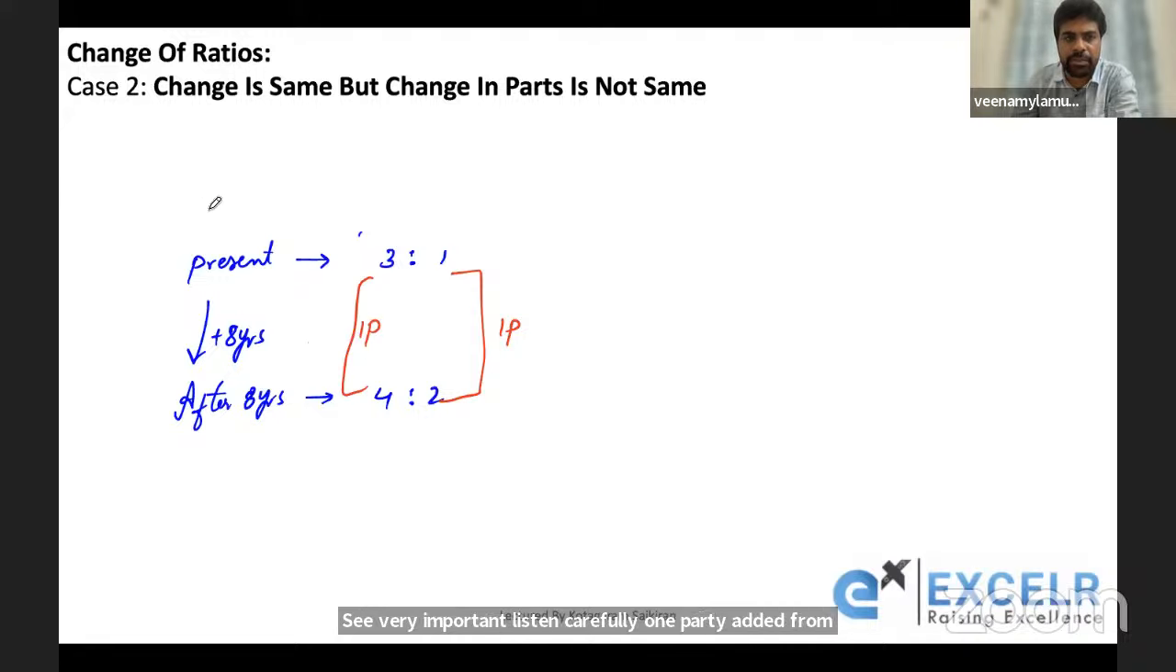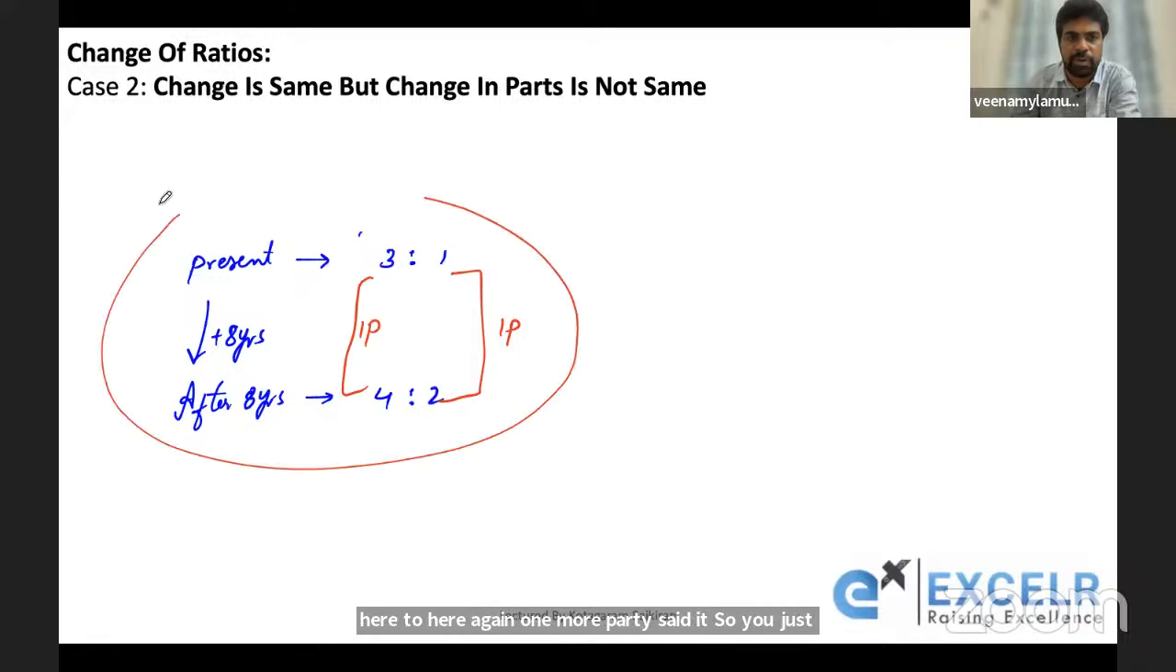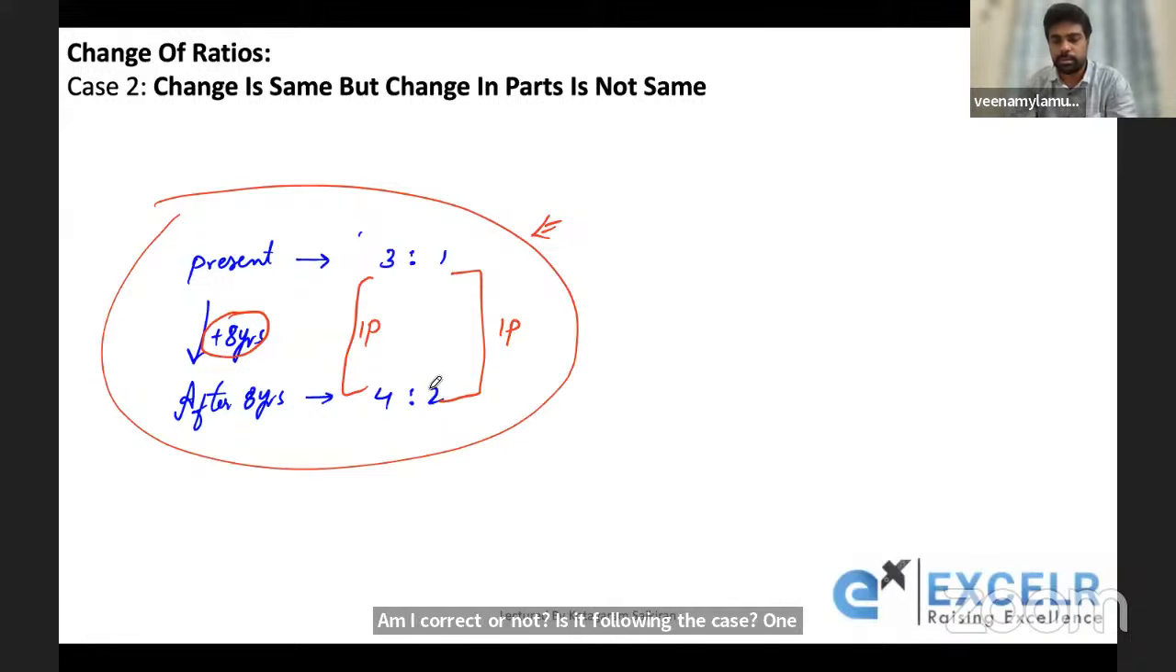So is this following case 1 or not? Case 1 states that if the same number is added, the change should be the same in parts. Am I correct or not? Is it following case 1 or not? Confirm me, everyone.